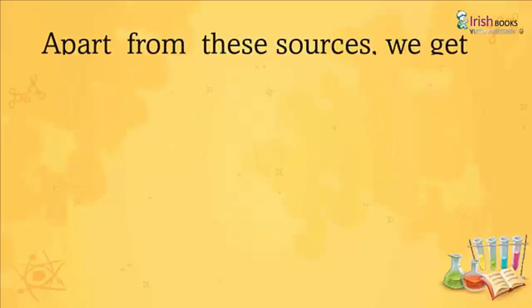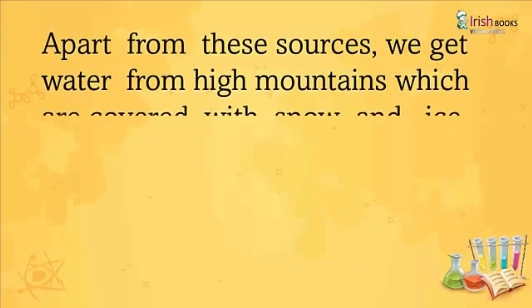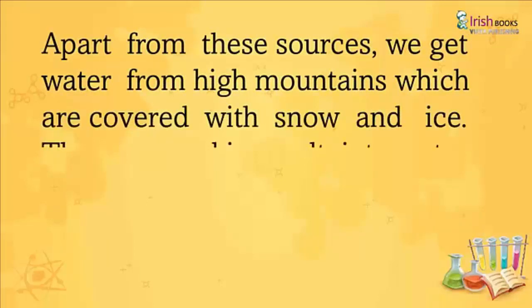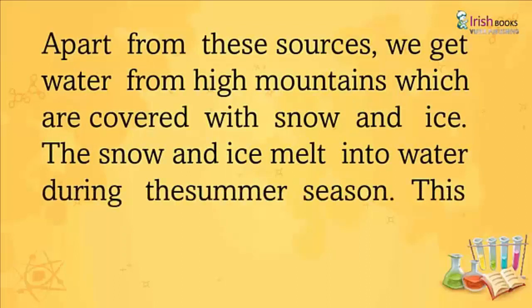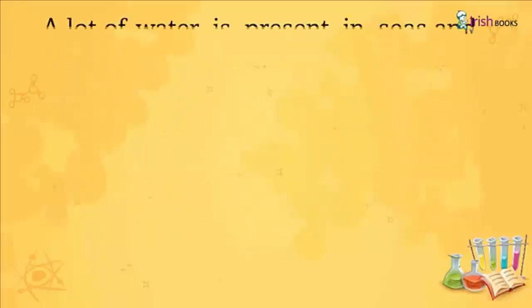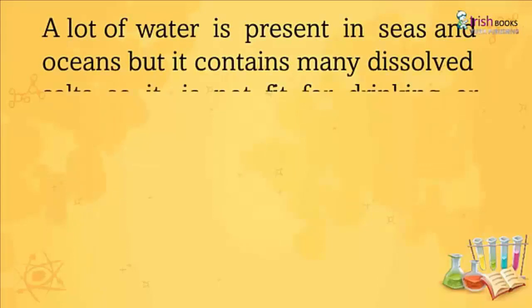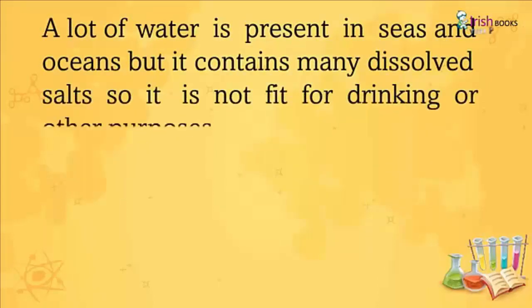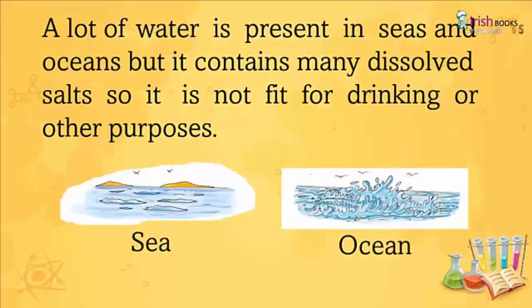Apart from these sources, we get water from high mountains, which are covered with snow and ice. The snow and ice melt into water during the summer season. This water flows into the streams and rivers. A lot of water is present in seas and oceans, but it contains many dissolved salts, so it is not fit for drinking or other purposes.